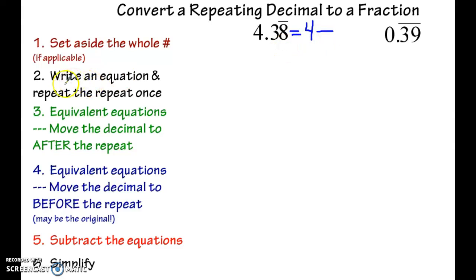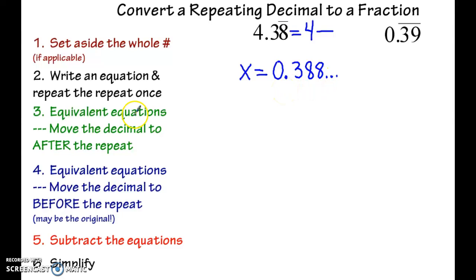So then, my next step is to write an equation and repeat the repeat once. I'll do that all in one step. So my first thing is an equation. X equals, and I set aside the 4, because I already took care of that. So 0.3, the 8 is repeating, so 8, repeat it once, 8, dot, dot, dot. Remember, the 8 is repeating.